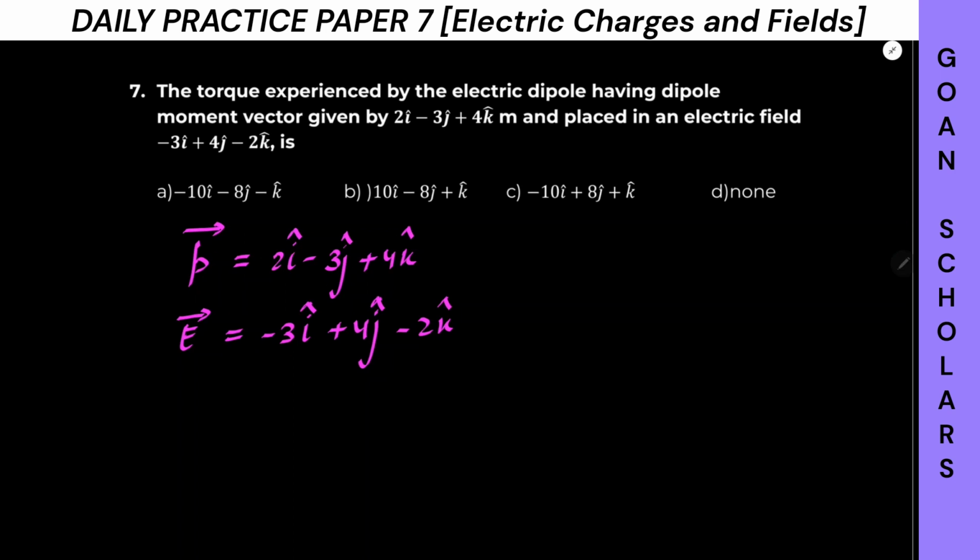Correct? So you are asked with the torque. Torque tau will be equal to P cross E, if you remember. So let's find the cross product of P and E. In case you don't know how to find the cross product, focus.